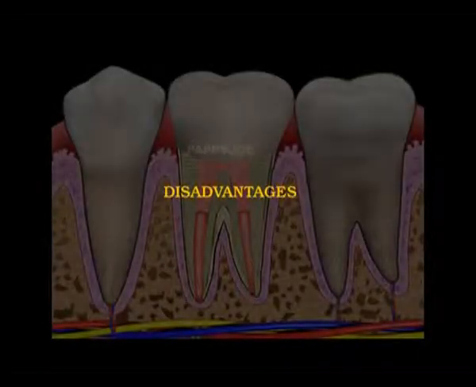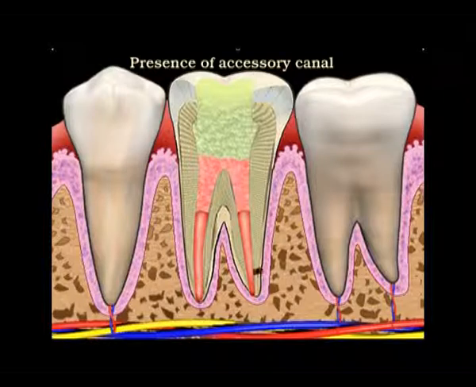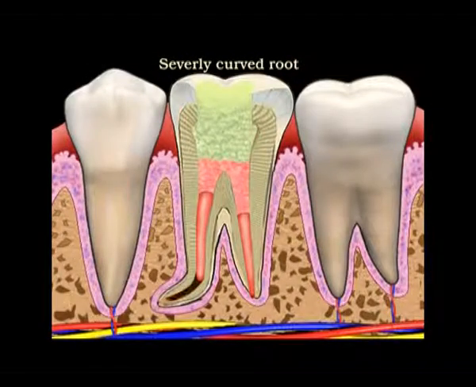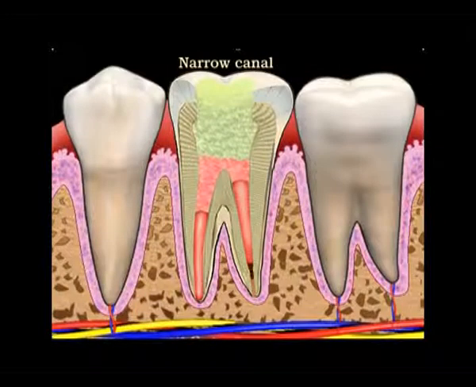Disadvantages. Some tooth will have an accessory canal, or their roots may be severely curved or can have very narrow root canals. These will lead to failure of treatment, which is characterized by return of pain and swelling.